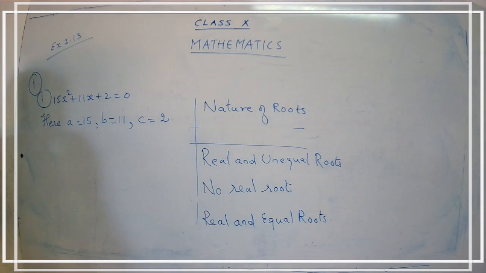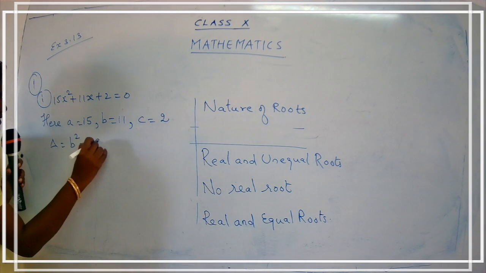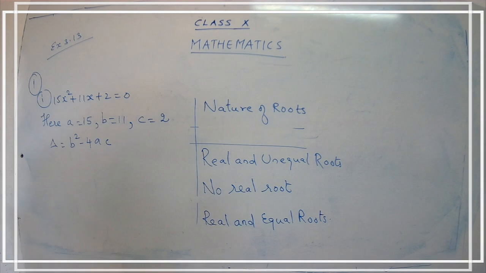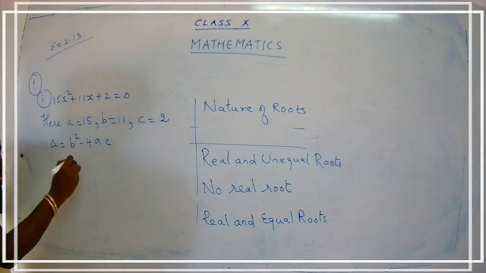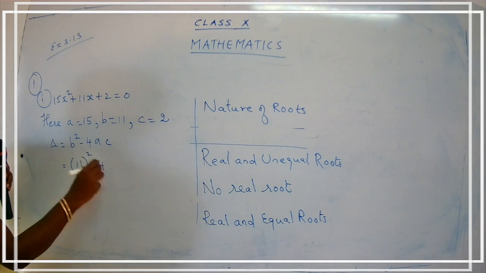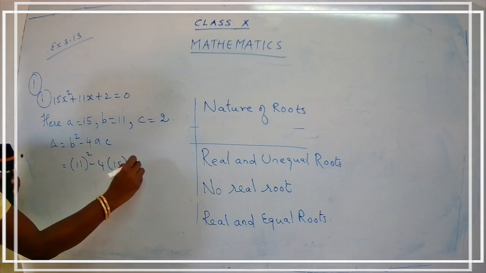The next thing is I am going to find out the value for delta. Write down. Delta is equal to B square minus 4AC. Okay. So now substitute the values for delta and try to get the answer. Substitute the values. This is equal to 11 square minus 4 into 15 into 2.